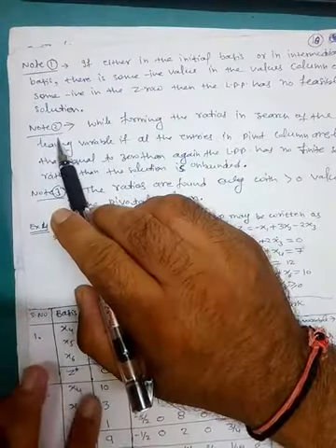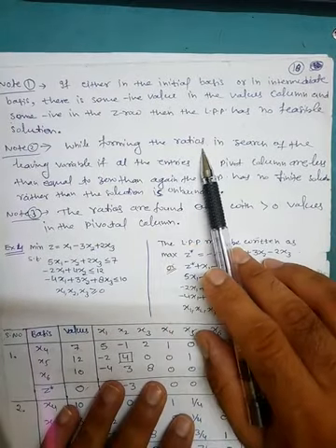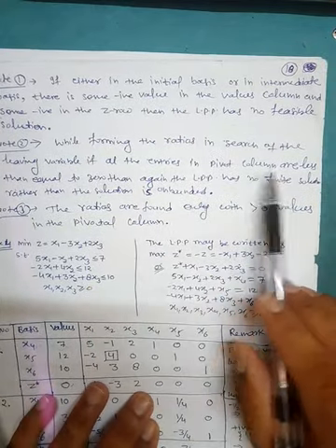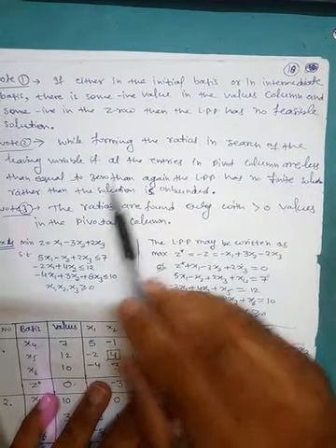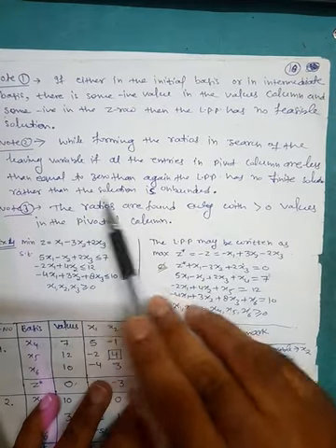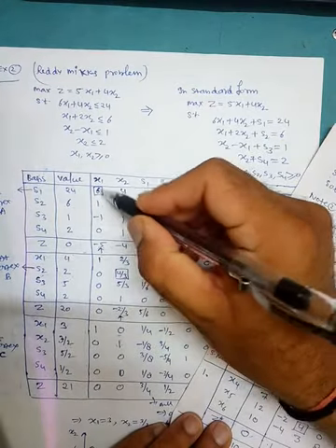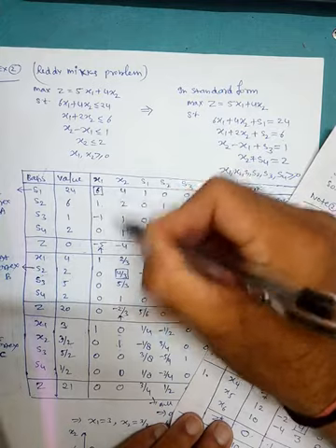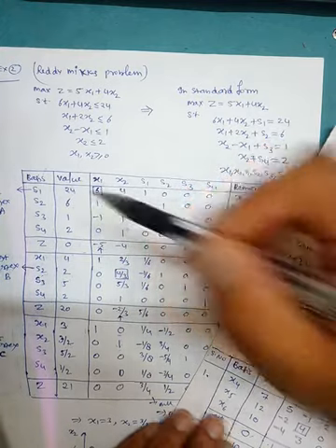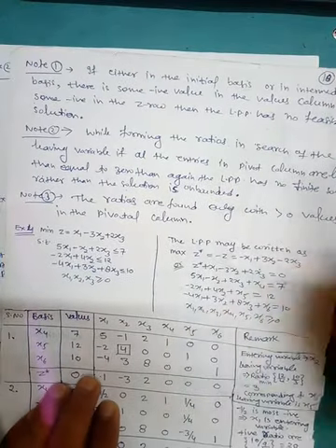Note number 2, while forming the ratio in search of the leaving variable, if all entries in the pivot column are less than or equal to 0, then again the LPP has no finite solution. Rather the solution is unbounded. That means when you are searching this, if all the entries here are either 0 or negative, then again we have no finite solution. Rather the solution is unbounded. Fine?